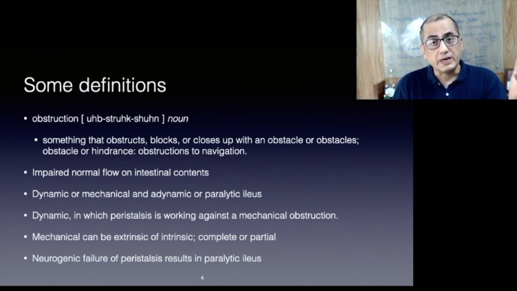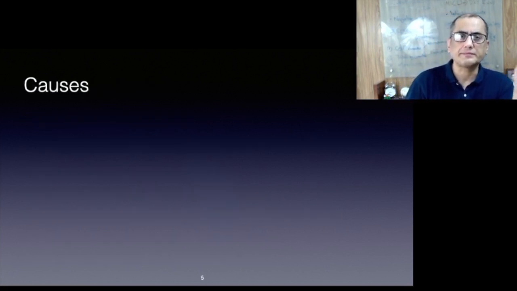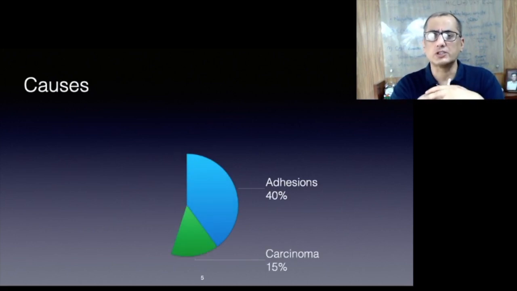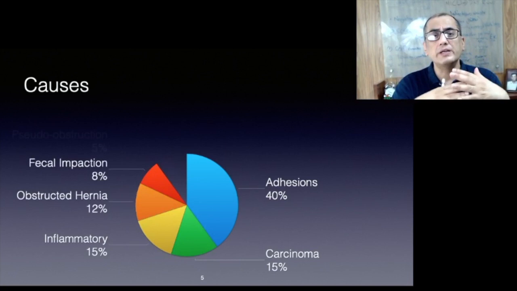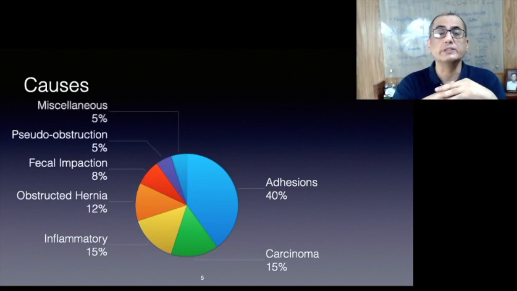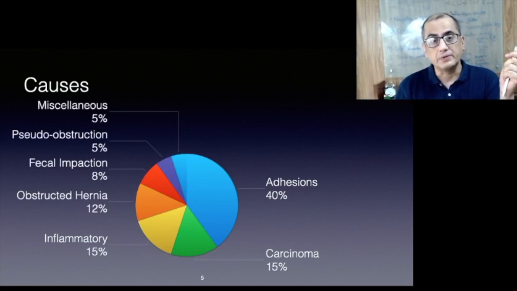Paralytic or adynamic ileus, as it's also known, is due to a neurogenic failure of the peristalsis to propel the intestinal contents with no mechanical obstruction. Adhesions make up the largest chunk of patients, with inflammatory and malignant causes coming in second. Hernias, fecal impactions, pseudo-obstruction, and miscellaneous causes make up the rest.